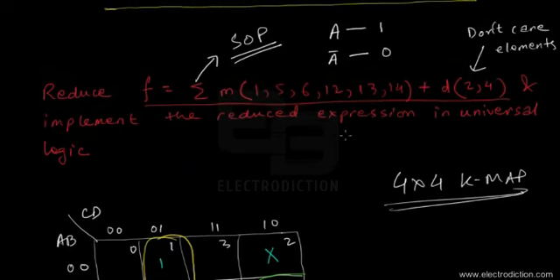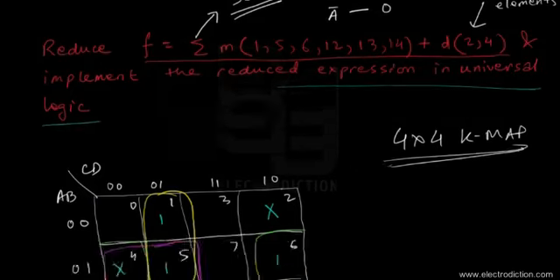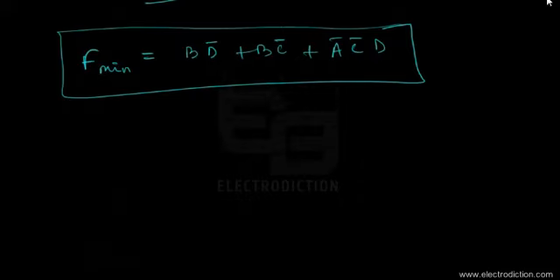Now our problem statement again says that we need to implement the reduced expression in terms of universal logic. If we are going to utilize universal logic to implement this expression using a digital circuit, then we are going to use either the NAND or the NOR gates. Since we have this expression in the SOP system, it's always easier to use NAND gates to build up the circuit using this minimal expression.